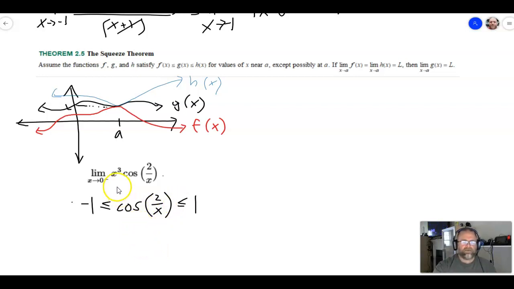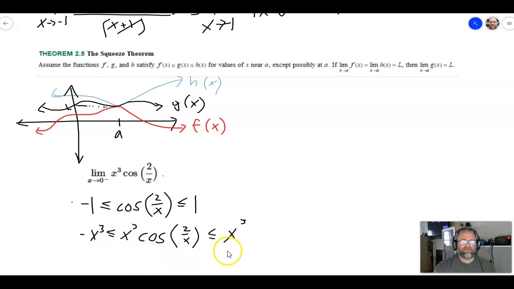Now, the next thing I want to do is, remember, I'm trying to get this function back, so I'm going to multiply everything by x cubed. So this will give me negative x cubed is less than or equal to x cubed times the cosine of 2 over x, which is less than or equal to positive x cubed, right?